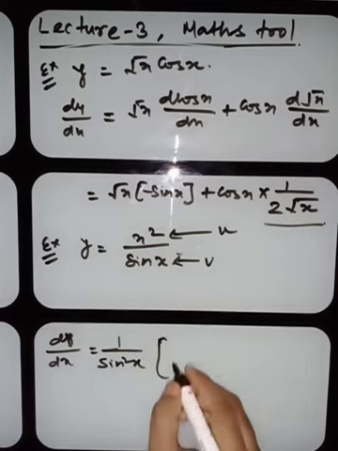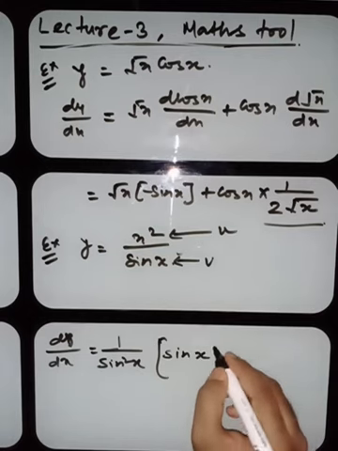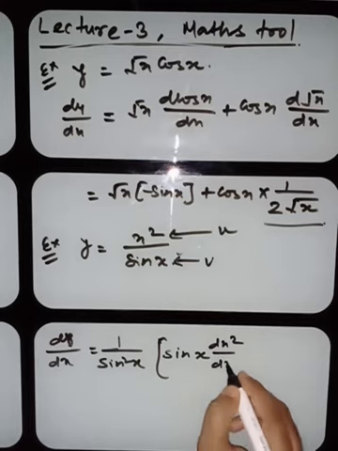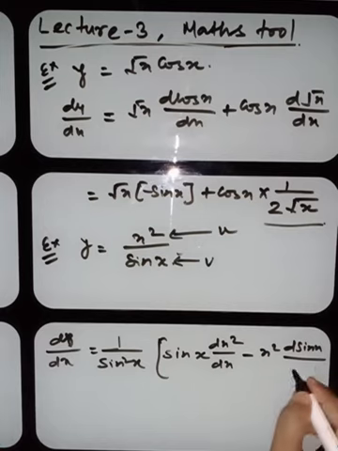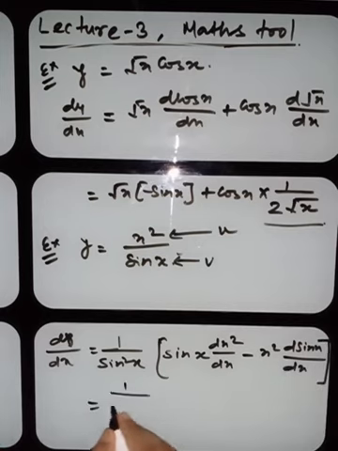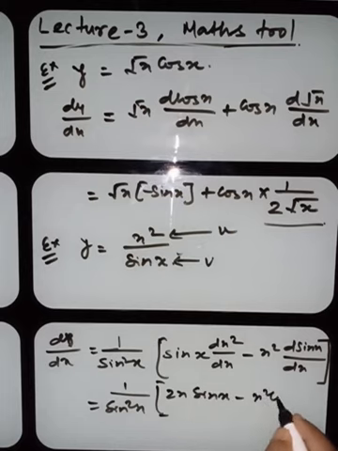Now v du by dx minus u dv by dx, that is, x square differentiated by dx minus x square d sin x by dx. All right. 1 by sin square x, and it is 2x sin x minus x square cos x. That is the answer. Now you can simplify. I'm not telling you to leave it here, but you can simplify.